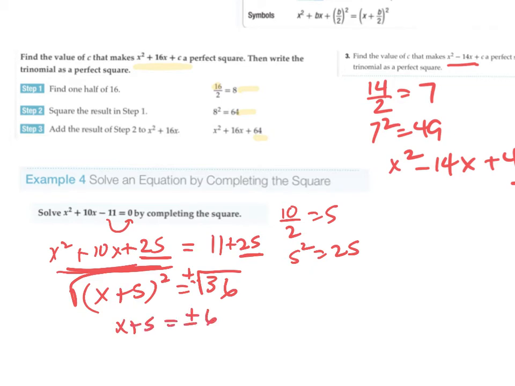So now I can minus the 5, minus 5. So I have 6 minus 5, which is 1, and negative 6 minus 5 is a negative 11. And so there are my two answers to the problem after I've completed the square.